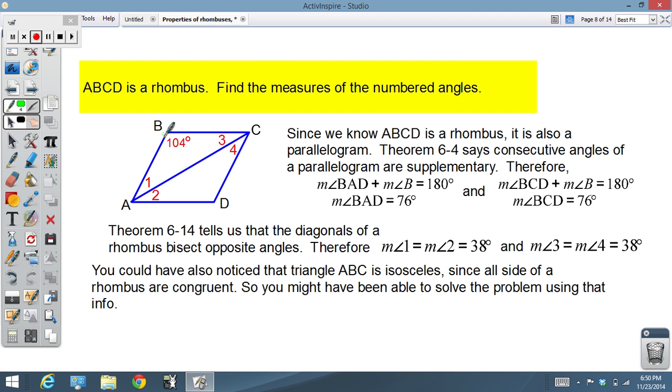Then the measure of angle BAD plus angle B must be 180. So BAD must be 76. And since this is cut in half by a diagonal, angles 1 and 2 must be 38. Over here, we make the same argument with angle B and angle BCD. And again, all these must be congruent by the definition of a parallelogram and the definition of a rhombus, by the couple of theorems we've talked about.